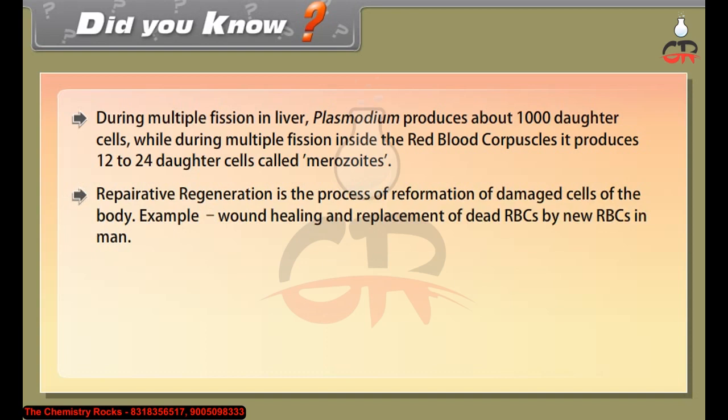Bulbils are small, fleshy, specialized buds. When they fall on the ground, they produce new individuals. Summary.